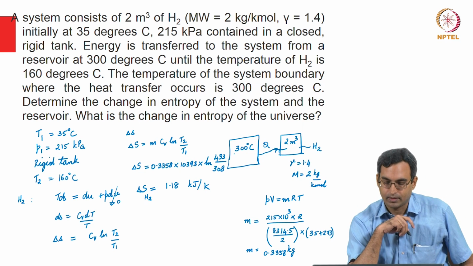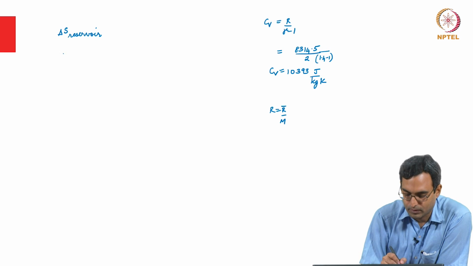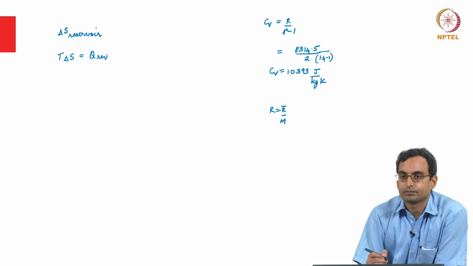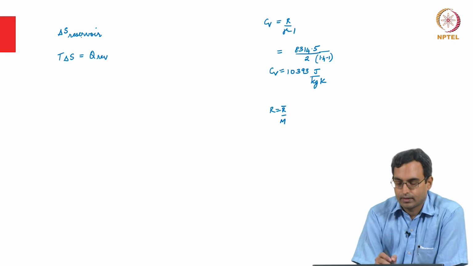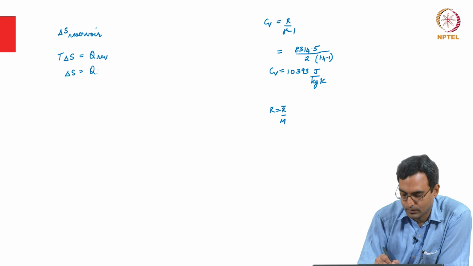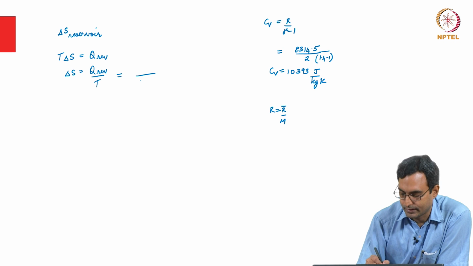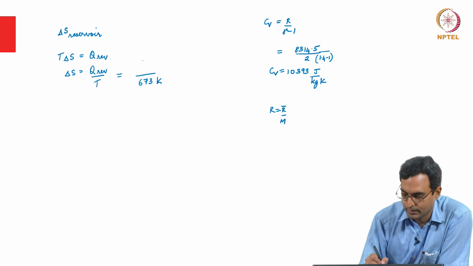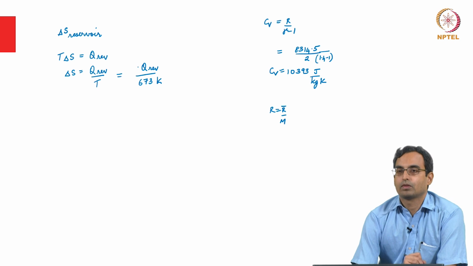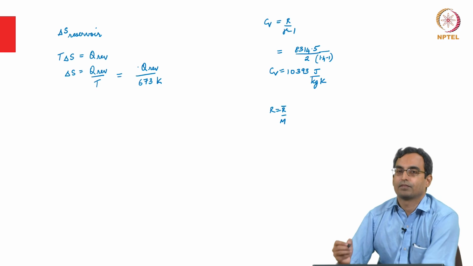So, what we can assume is that for the reservoir the heat transfer is reversible. So, if we consider that to be reversible, then what we know is that T into delta S is Q reversible. So, for the reservoir delta S is essentially Q reversible by T. It is happening at constant temperature of 300 degrees centigrade, which is essentially 673 Kelvin. But we do not know what is the heat transferred. We can find out how much is the heat transferred for the hydrogen. So, it must be the same amount of heat.